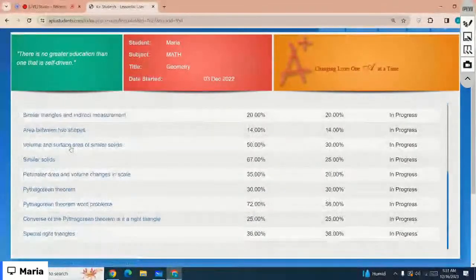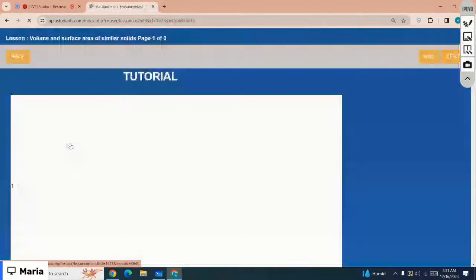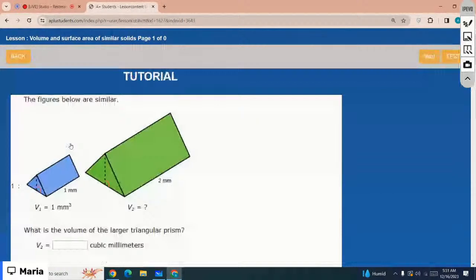The next lesson is volume and surface area of the solids. Okay, the figures below are similar. Again, we are working on similar figures, but now we are going to find their volume and surface areas, right? You are given a triangular prism. You need to calculate the volume of the larger prism, right?